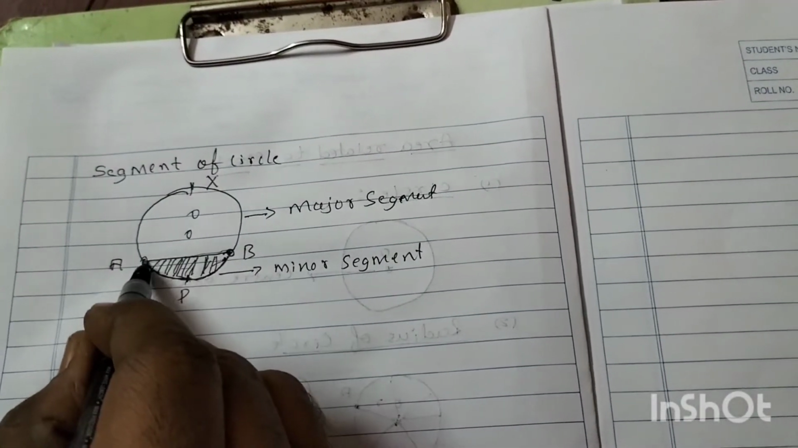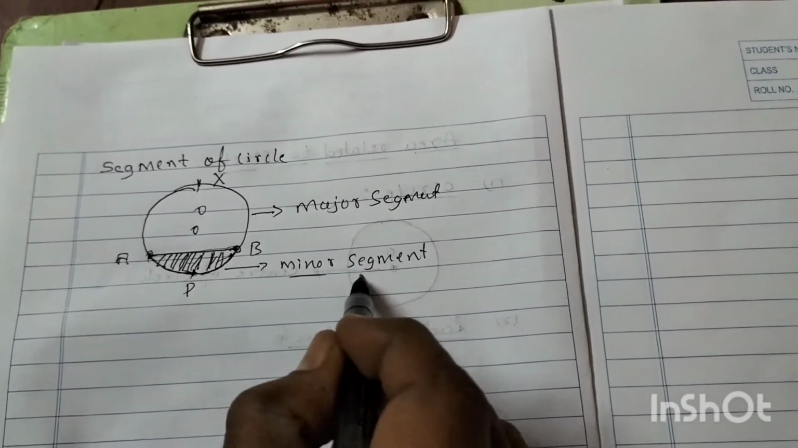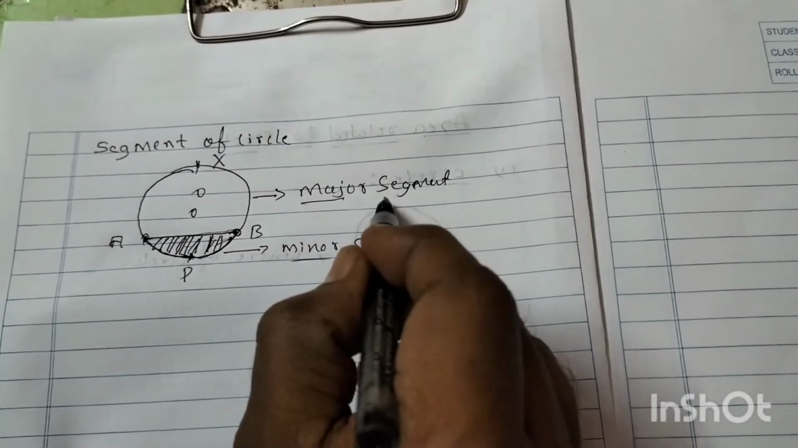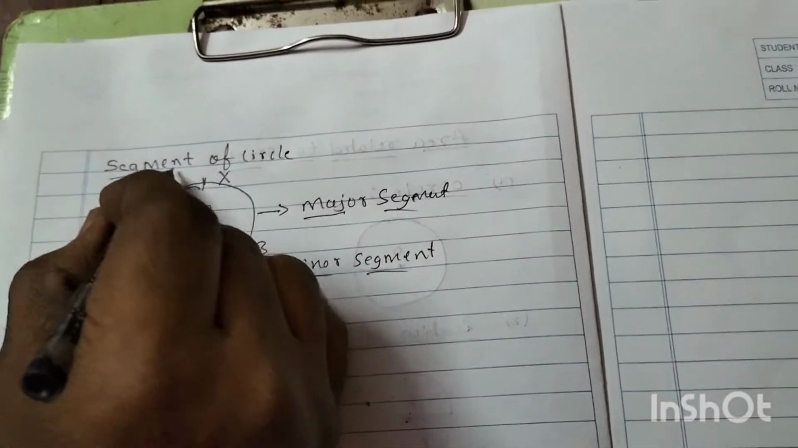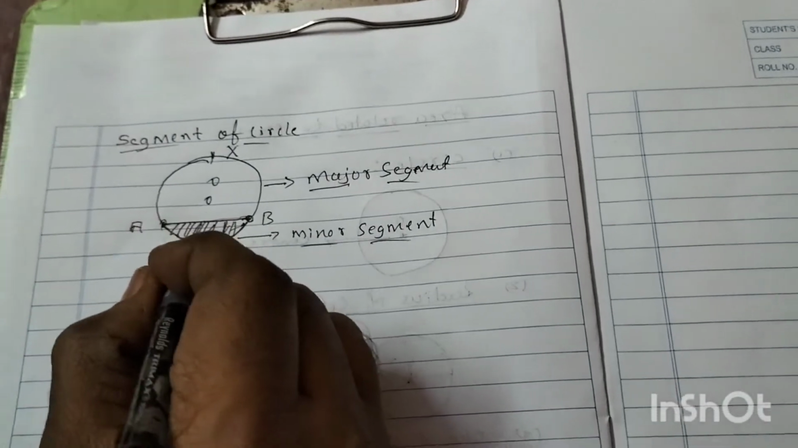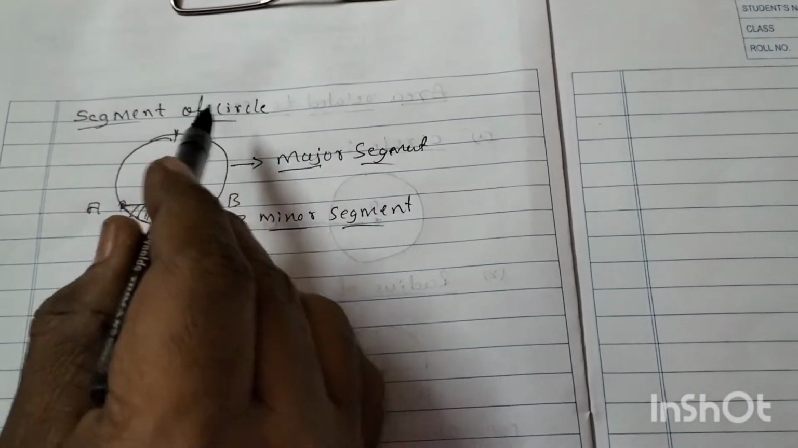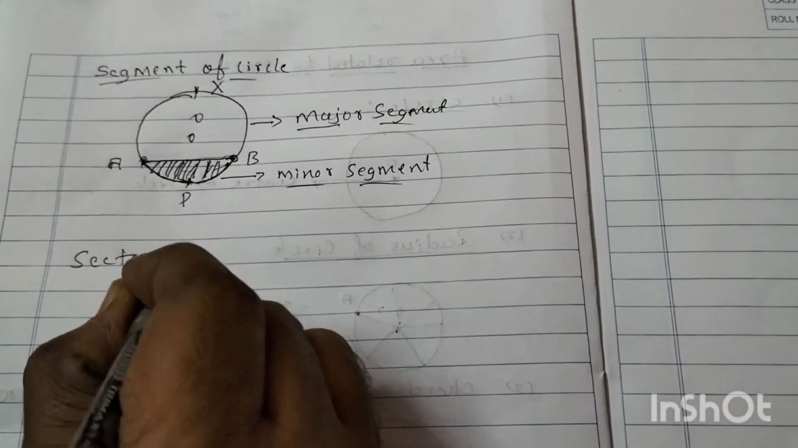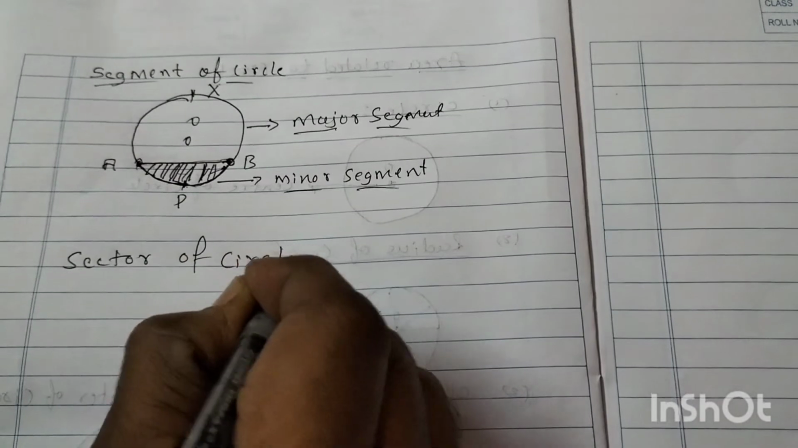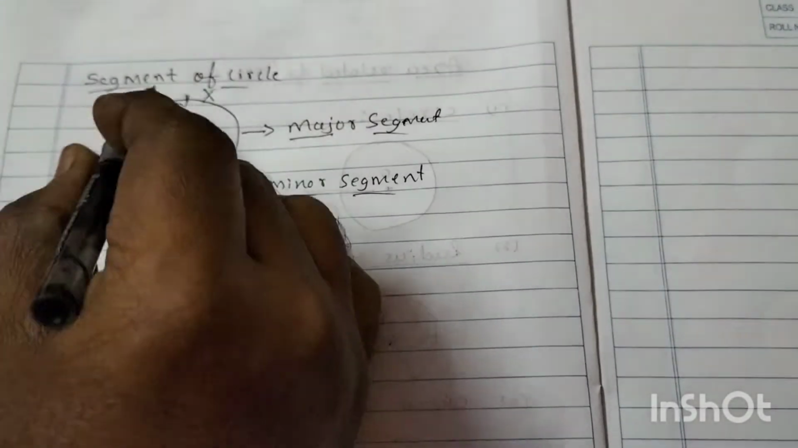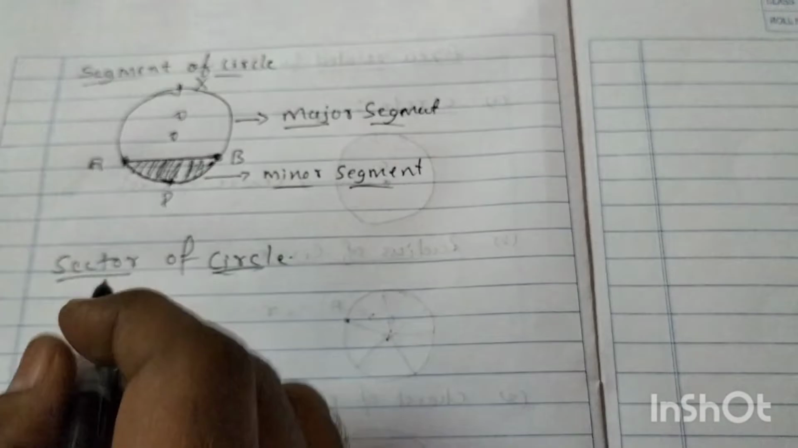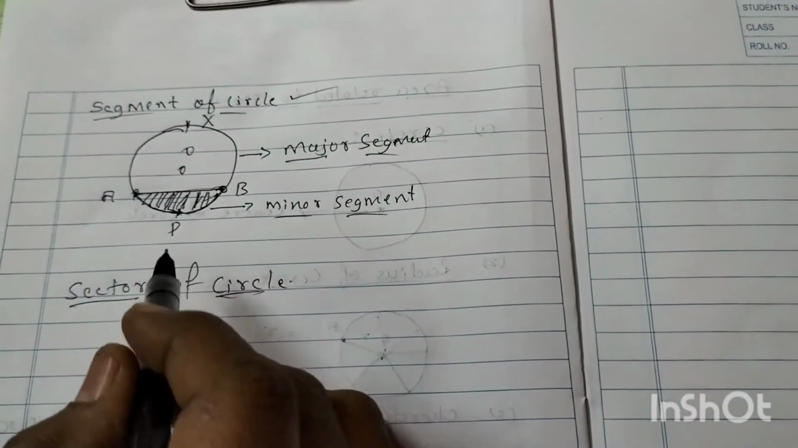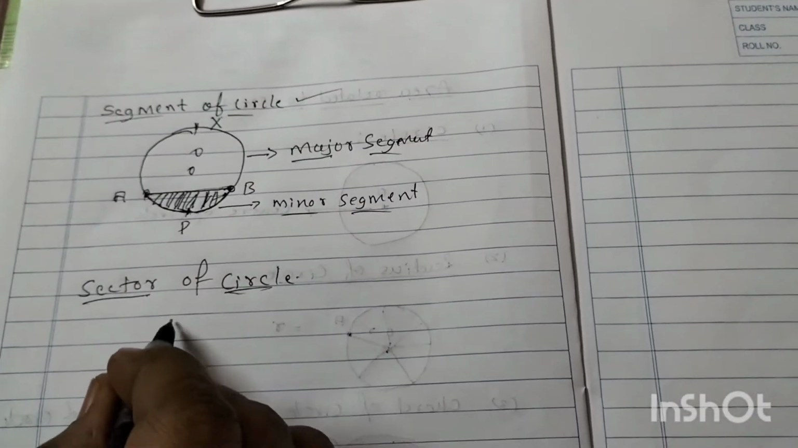Minor arc with the chord is called minor segment. Major arc with chord is called major segment. Okay, so segment of circle is the one most important term related to circle. Next, sector of circle. Some students are very confused with sector and segment of the circle. Please notice clearly what is the segment of the circle, what is the sector of circle.